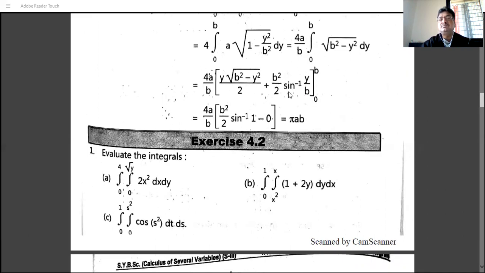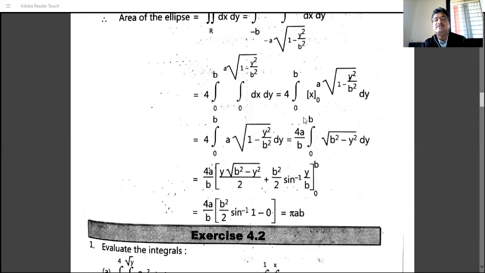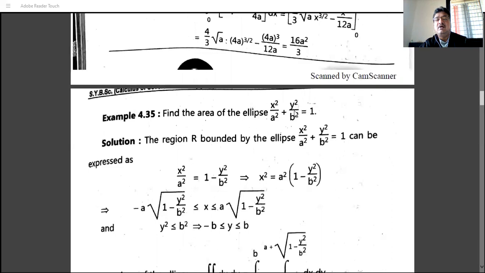Then b square by 2 sin inverse of b by b, which is sin inverse 1, minus, if you now substitute y as 0, then this term is 0, also this term is 0, because sin inverse 0 by b is sin inverse 0, and sin inverse 0 is 0. So the value at the lower limit of this bracket is 0, and sin inverse 1 is pi by 2, and therefore we have pi ab. Okay, this is the answer for the area of this ellipse.